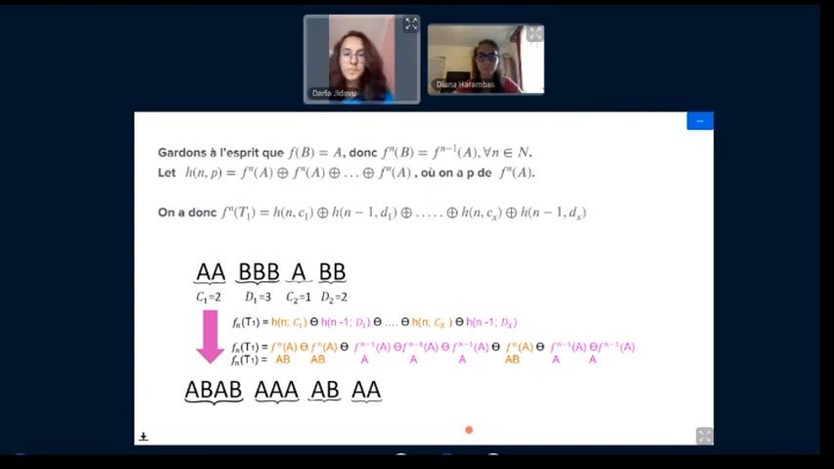Let's discuss an example. I took a random word, let's say 2 A's, so C1 is 2, 3 B's, D1 is 3, 1 A, C2 is 1, and 2 B's, D2 is 2. I wrote down the formula from above, you can see there, and then I applied it on this example. So we have the concatenation of two functions of A at the power of n, as C1 is 2. Then we have the concatenation of three functions of A at the power of n-1, as D1 is 3. And just like this for the other two functions.